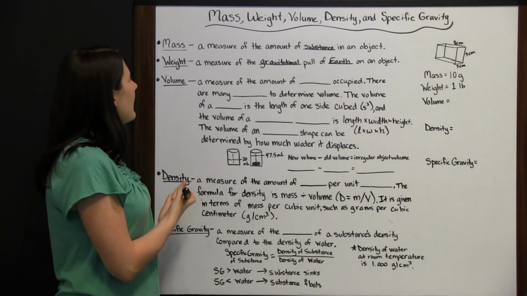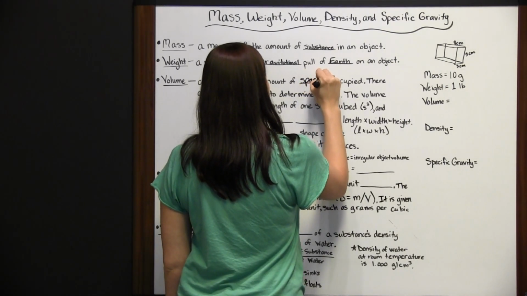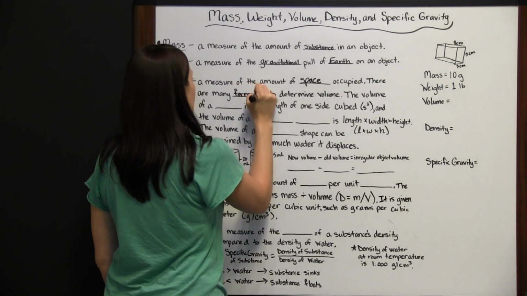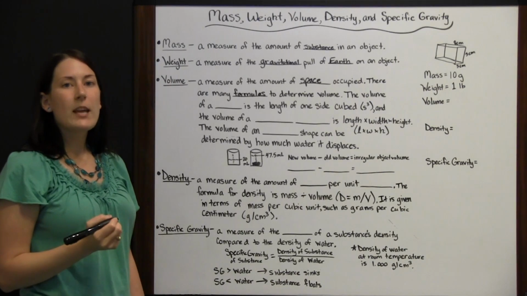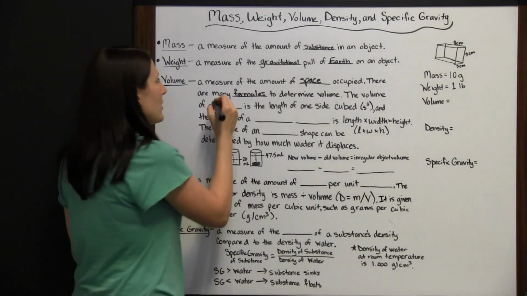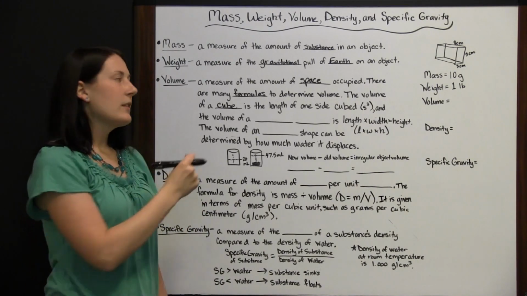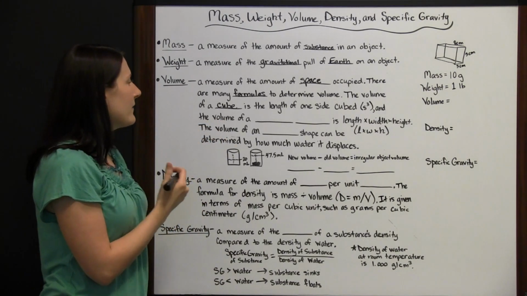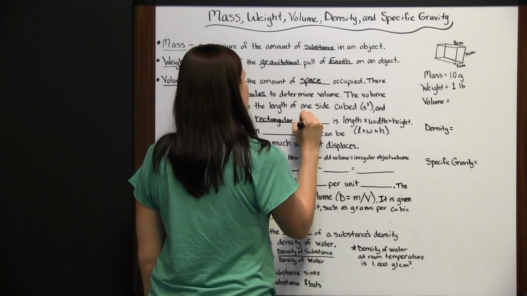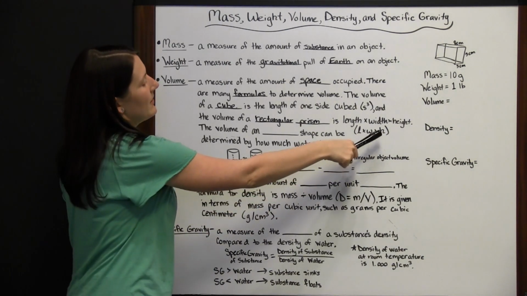Let's move on to volume. Volume is a measure of the amount of space occupied. And there are many formulas to determine volume. It's going to depend on what shape your object is, how you're going to determine its volume. For instance, the volume of a cube is the length of one side cubed, or s cubed, side cubed. And the volume of a rectangular prism is length times width times height, or L times W times H.